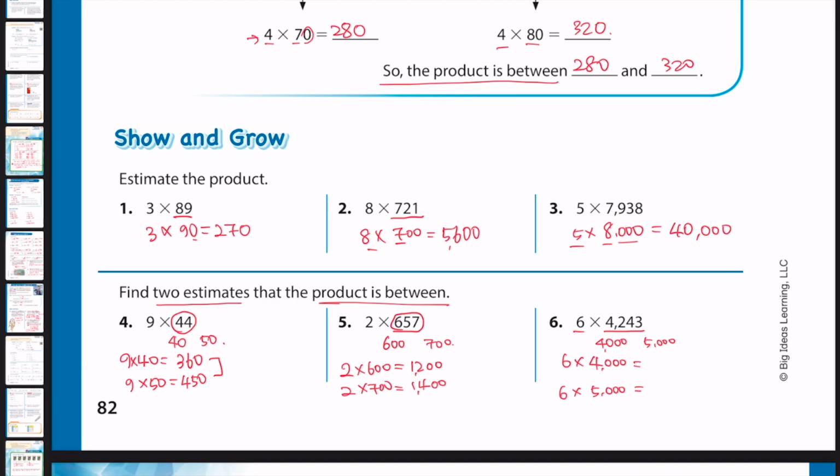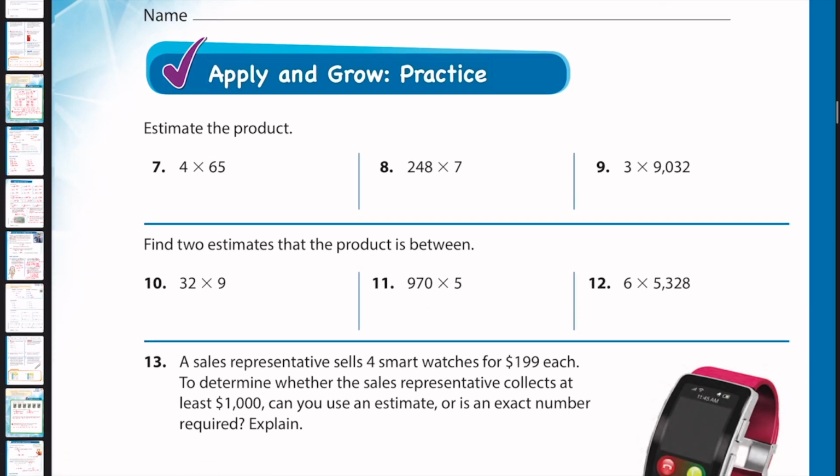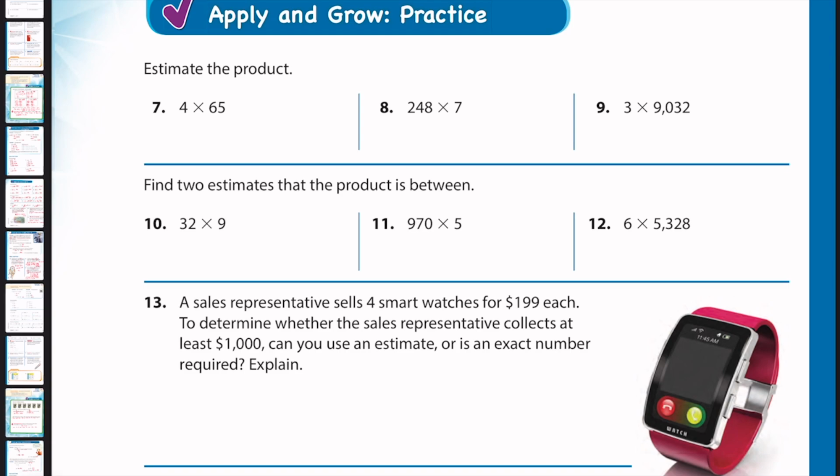So it's going to be what? 24,000 and 30,000. Okay. Now, as you know, I want you to pause the video and do it yourself and come back to check your answers. Okay? All right, go ahead.